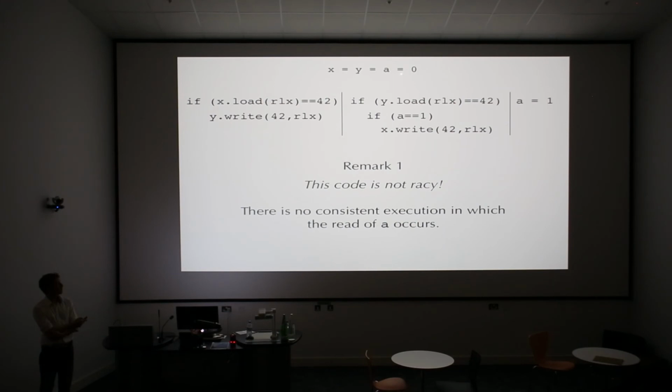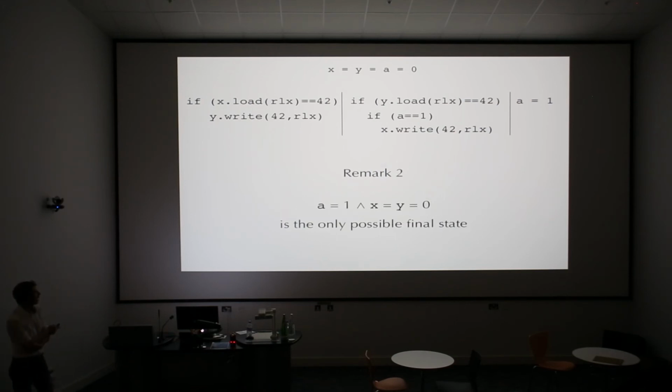And this one can only return 0. So this must be false, so this will never happen, so this will never return true, so all the rest will never happen. And so the code is not racing. And A equal 1, of course, and x equal y equal 0 is the only possible final state.